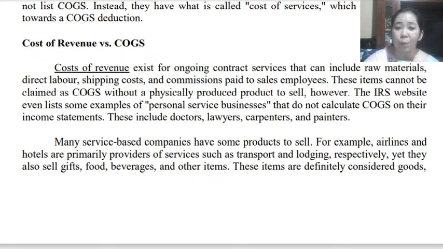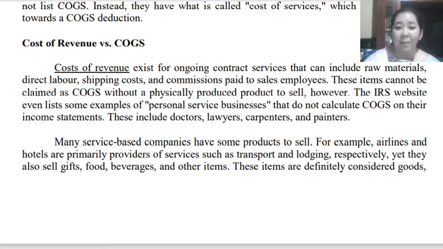While cost of goods sold pertains to the cost of the inventory that was sold during the period. Your cost of revenue cannot be claimed as cost of goods sold without a physically produced product to sell. However, in the US, they list some examples of personal service businesses that do not calculate cost of goods sold on their income statement, as we mentioned earlier.